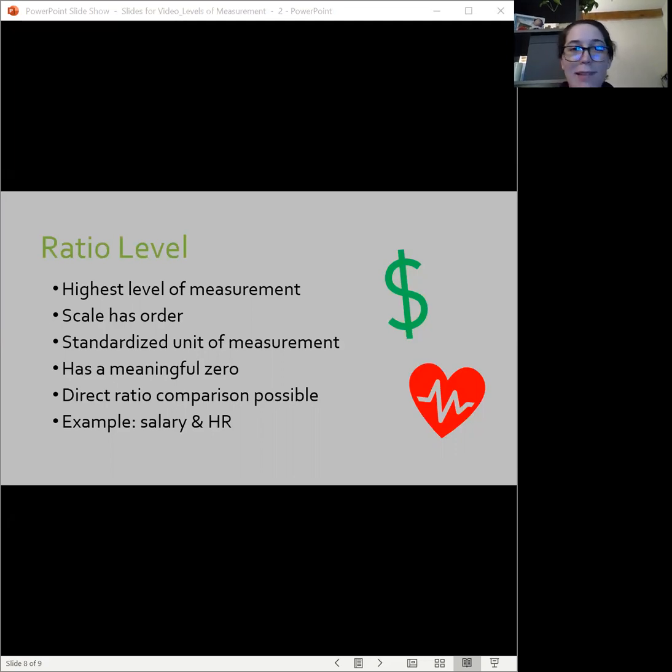So you cannot make less than $0. The 0 marks the end of the ability to measure that. And the same thing goes for heart rate. So if my heart rate is at 0, then I'm dead. There's nothing else beyond that.